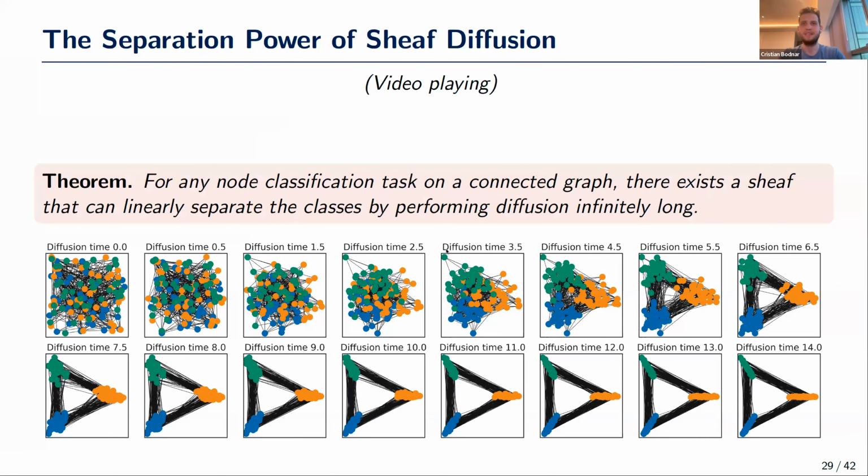Okay, so switching back. This is just some pictures of what you've just seen, but for 3 classes, showing how things get nicely separated. And this is not just a coincidence. We have a result in the paper showing that for any node classification task on a connected graph, there's always a sheaf structure that can linearly separate the classes. I should also add, for almost any initial conditions, so it's for a dense subset of initial conditions, so basically pretty much anything, by performing diffusion infinitely long. So in principle, this shows you can always find a nice sheaf structure that solves your problem. And in essence, by sheaf structure, I mean a graph neural network. That's the point I'm trying to make here, that sheaves and graph neural networks are pretty much two sides of the same coin.